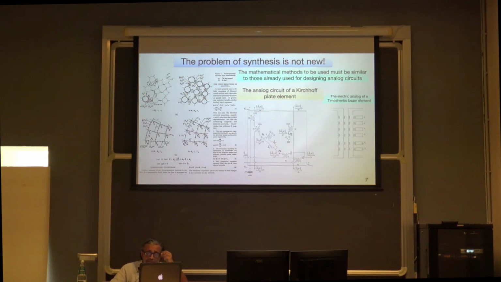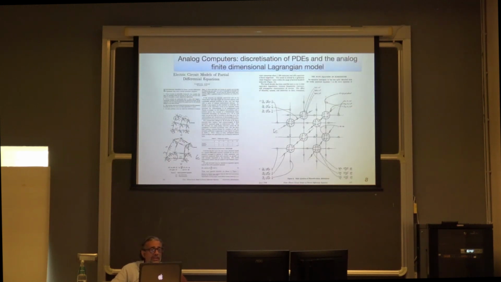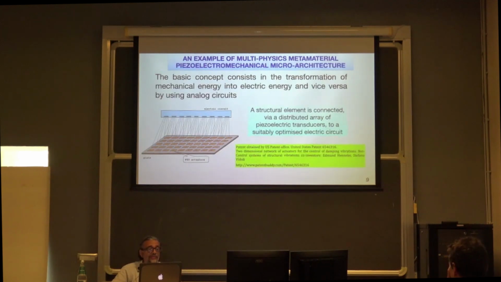Gabriel Kron was supported by General Electric, and he was considered the big man in this field. So you discretize partial differential equations and you find the analog finite dimensional Lagrange model, and then you look for the circuit governed by this Lagrangian model.